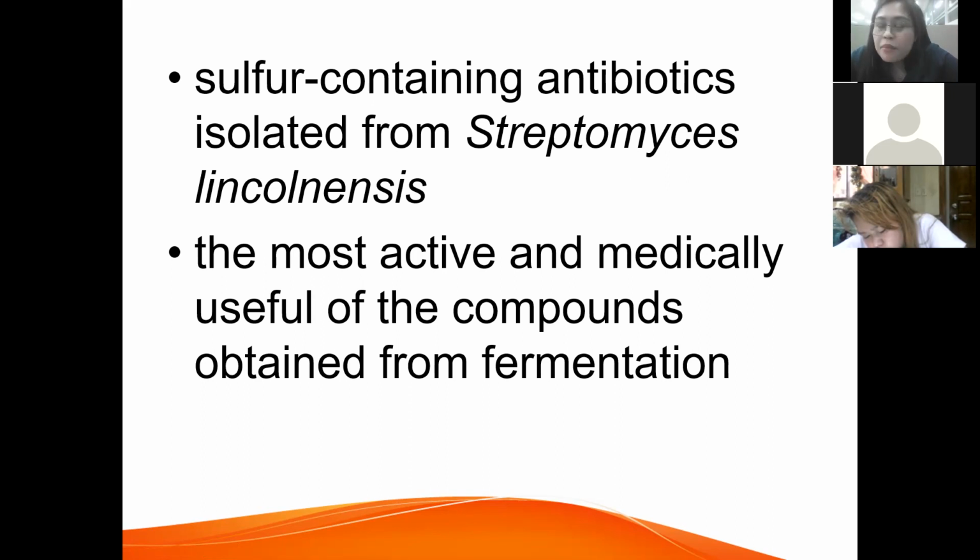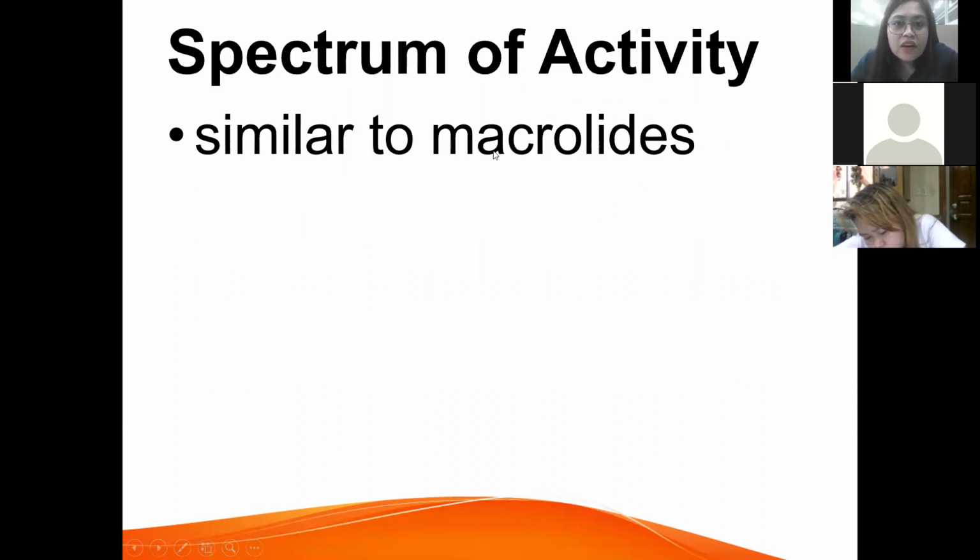Now, they are the most active and medically useful of the compounds that we obtain from fermentation. So before we can isolate the lincomycin, the raw material that is derived from the Streptomyces species undergoes fermentation. And after fermentation, we get the lincomycin. They are actually the most active and medically useful product of fermentation of the Streptomyces lincolnensis.